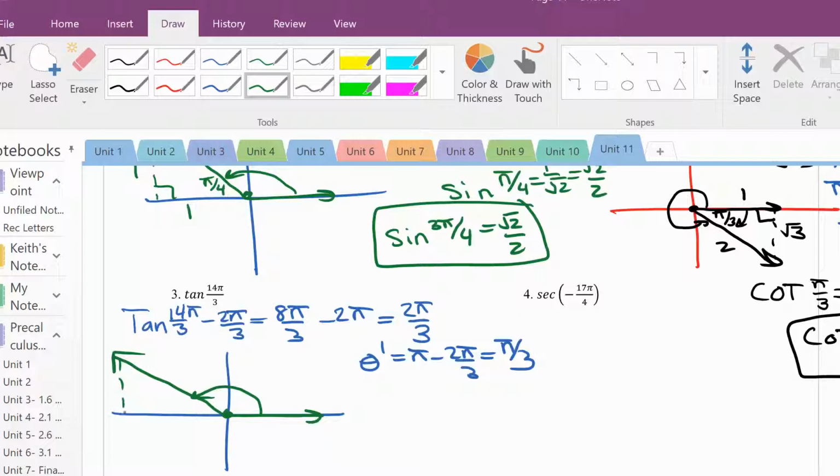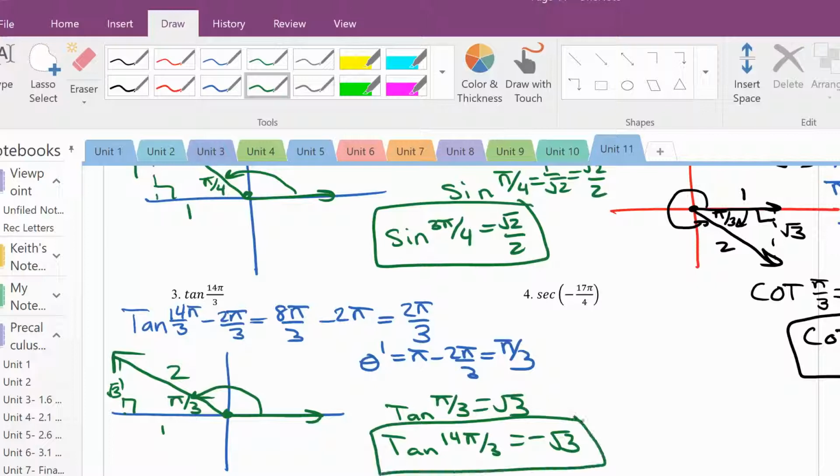So our reference angle is pi over 3, which is 60 degrees. So it's rad 3, 1, 2. The tangent, remember, is y over x. So the tangent of pi over 3 is rad 3. And since it's in the second quadrant, the tangent of 14 pi over 3 is negative rad 3. Because remember, all students, or all star, S for sine, so since it's not sine, it's going to be negative.